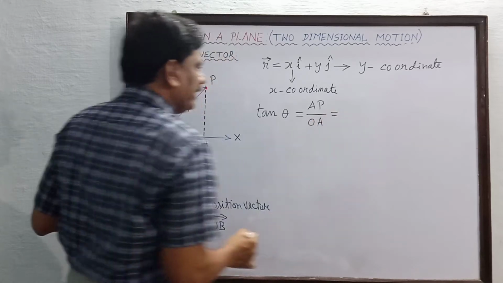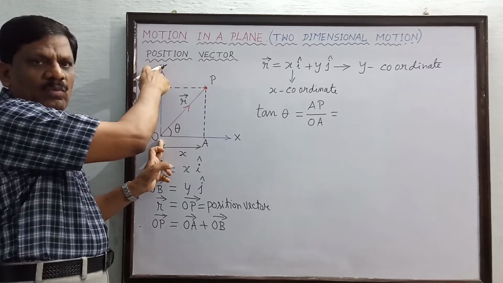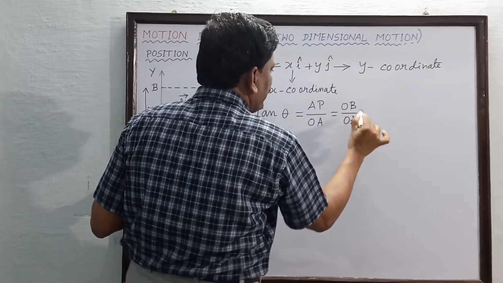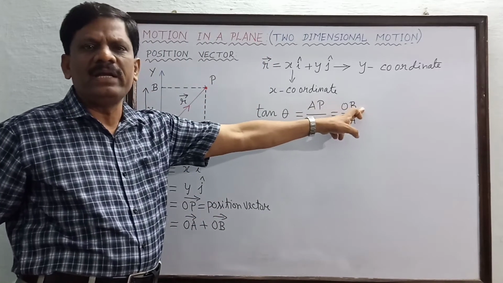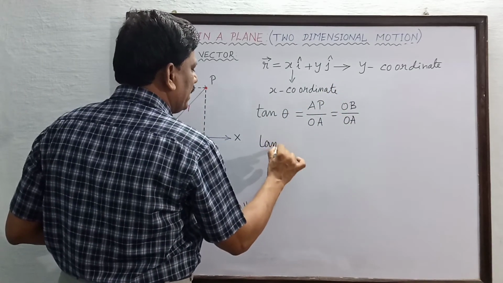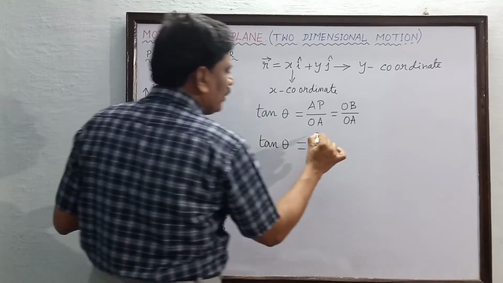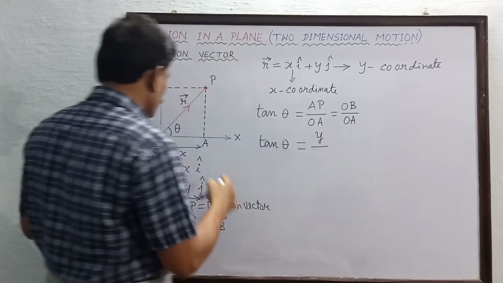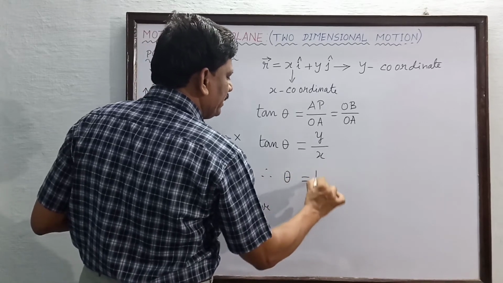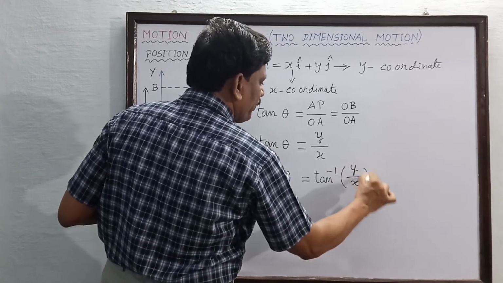The length of the side AP is also equal to OB. So I can also write this as OB divided by OA, because AP and OB are equal and parallel. Is it not? They are equal and parallel. Therefore, tan theta is equal to OB, which is y, divided by OA, which is x. Therefore, the direction theta is equal to tan inverse of y by x.